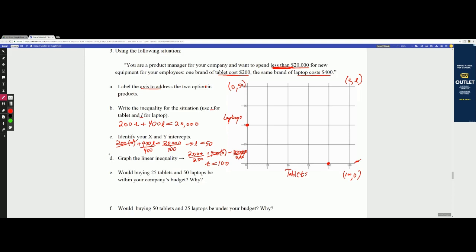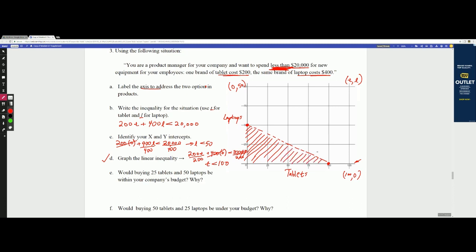So if we were to graph in part D, is this going to be a dotted or solid boundary line? It's going to be dotted, okay? It's got to be less than. So less than means that we shade below. Nice. Okay, anywhere within there can work in terms of money. That's very good to know.